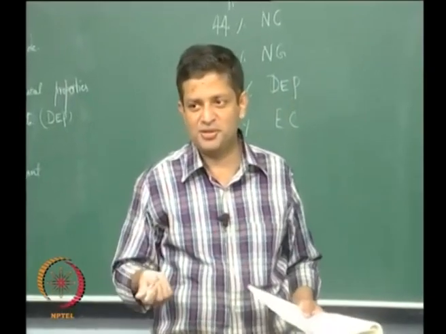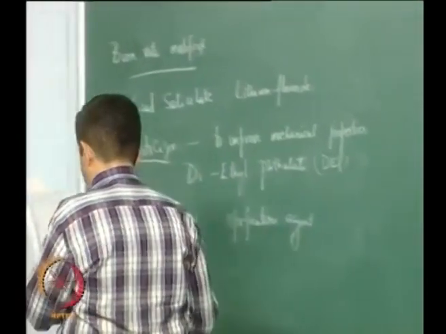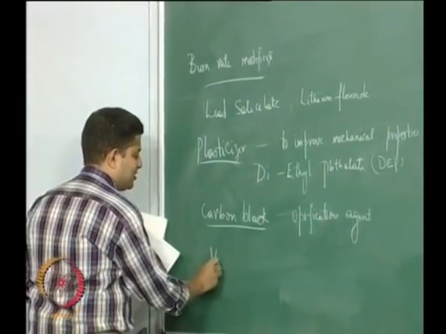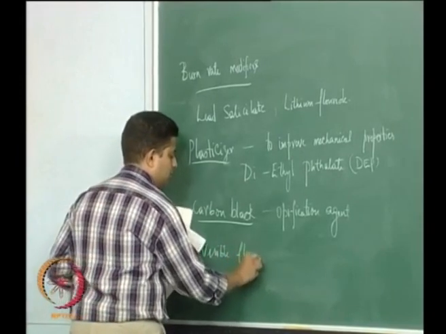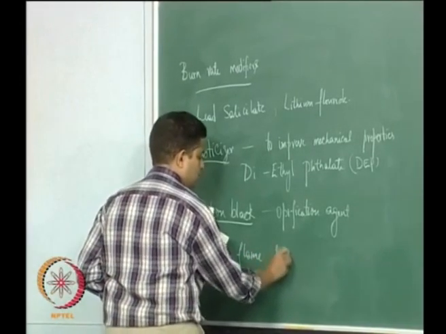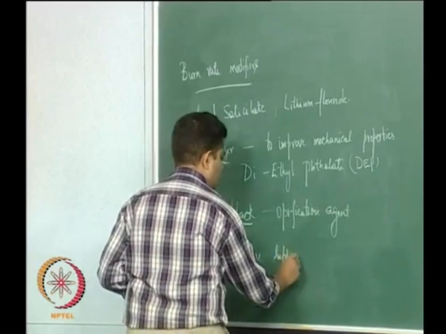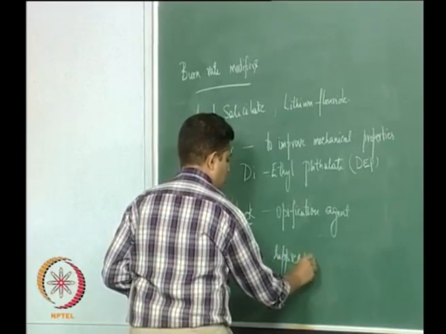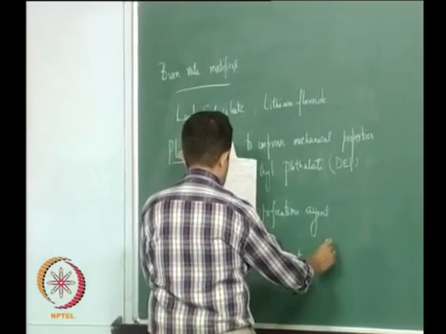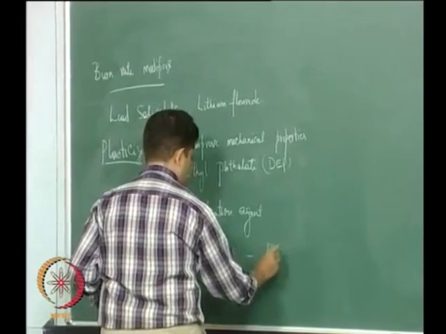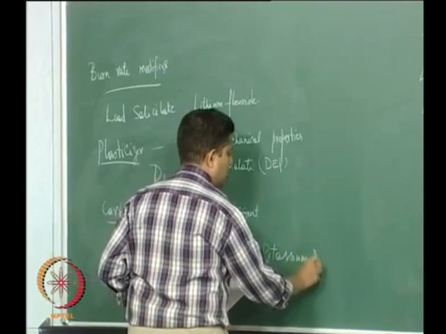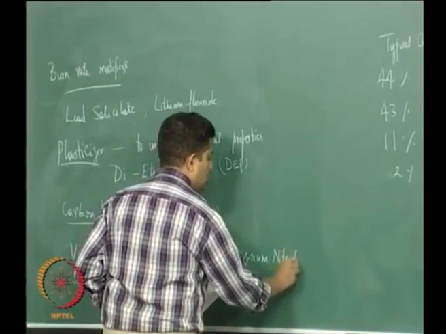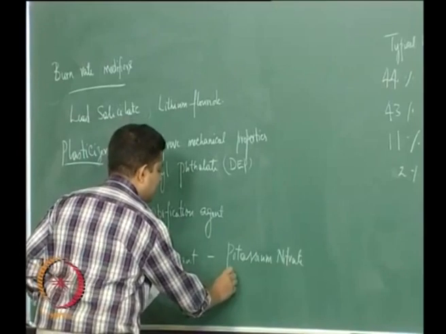I also talked about something known as visible flame suppressants. So, a typical visible flame suppressant is potassium nitrate or potassium sulfate.